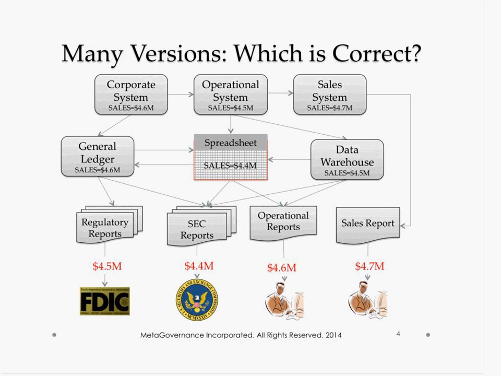So a simple example, as you know, the problem in organizations is just much worse than this. But we have here three systems, a corporate system, an operational system, and a sales system that are all being used to run the business. The data goes into the GL for journaling from the subledger to the ledger. It's going to warehouses, and it's going to a significant amount of spreadsheets that are being used for reporting.